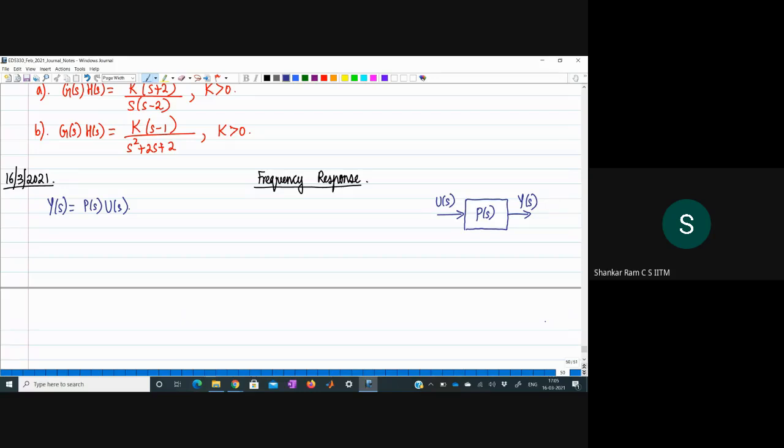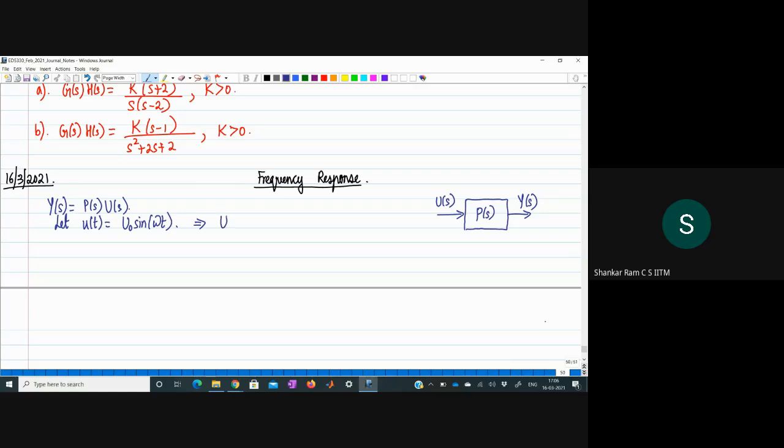Now, we have been looking at the response of the system to various inputs: step input, impulse input, ramp input, and so on. When we are dealing with frequency response, we are going to look at the response of the system to sinusoidal inputs. So we say that let the input U of t be U naught sine omega t. We can immediately see that we are considering a sinusoidal signal.